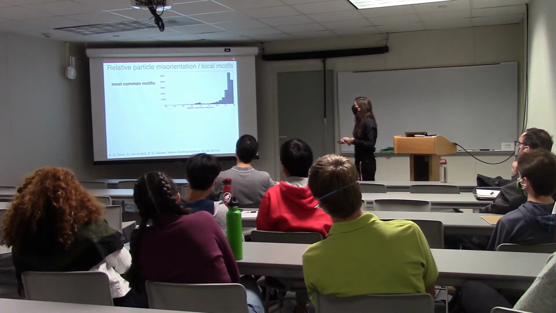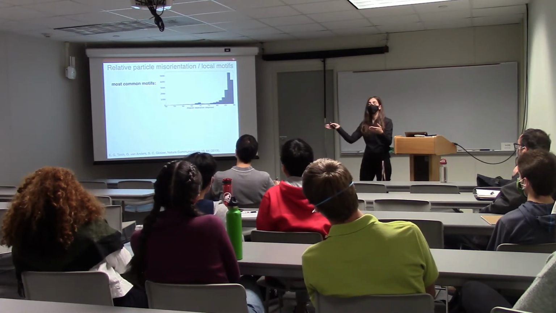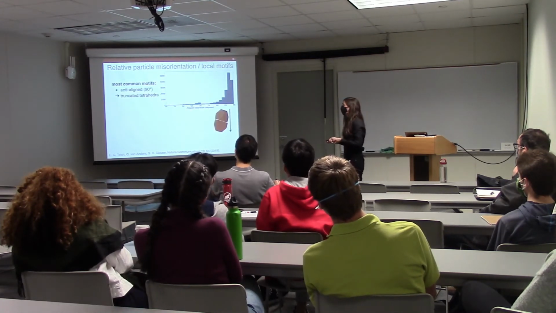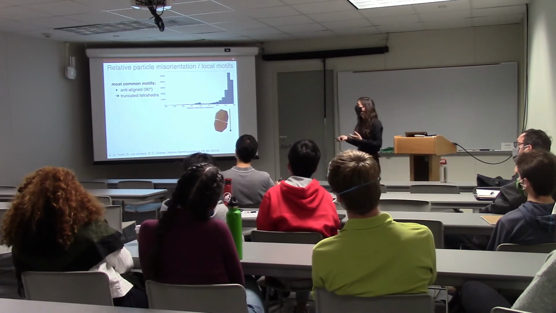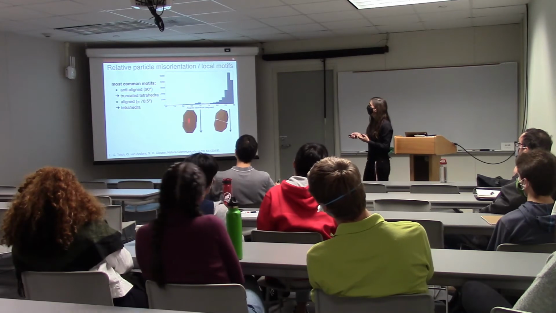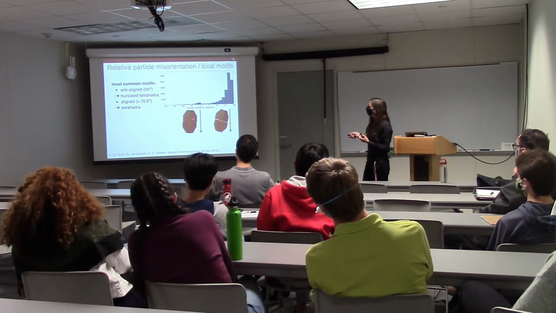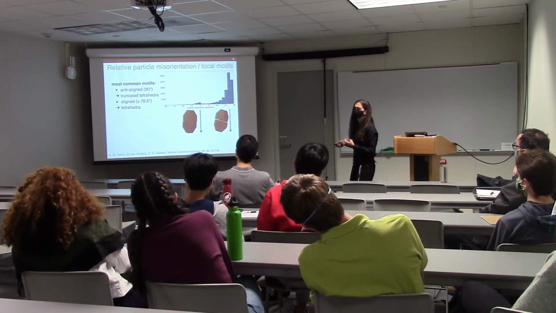Okay, so the most common motifs, again looking at this misalignment that I just mentioned, are these 90-degree misaligned or anti-aligned truncated tetrahedra, and aligned ones here. I'm showing it to you, can you actually see the shading?